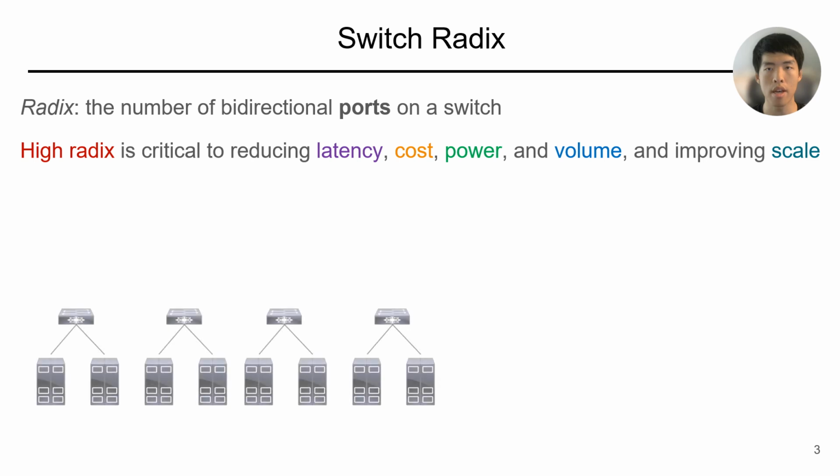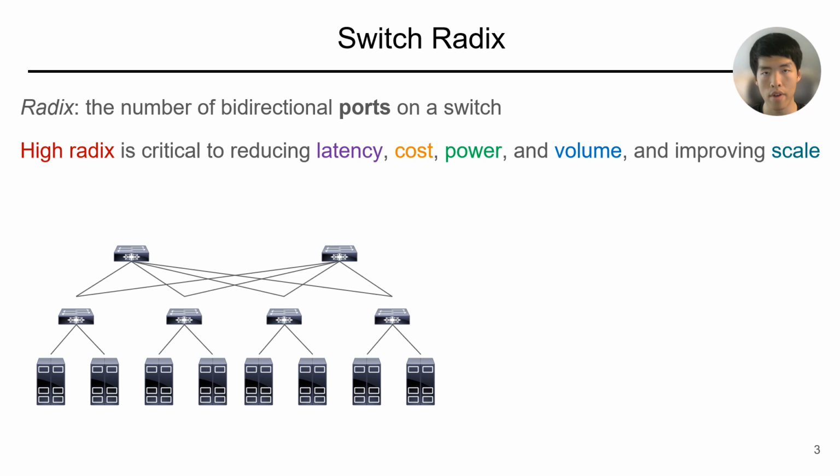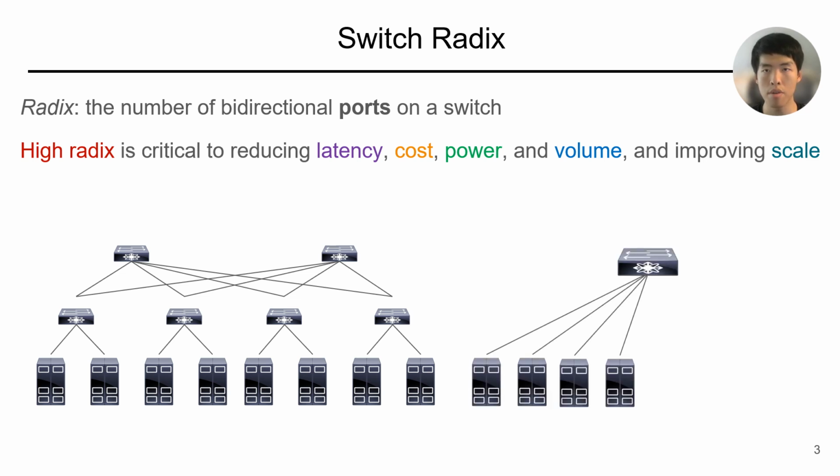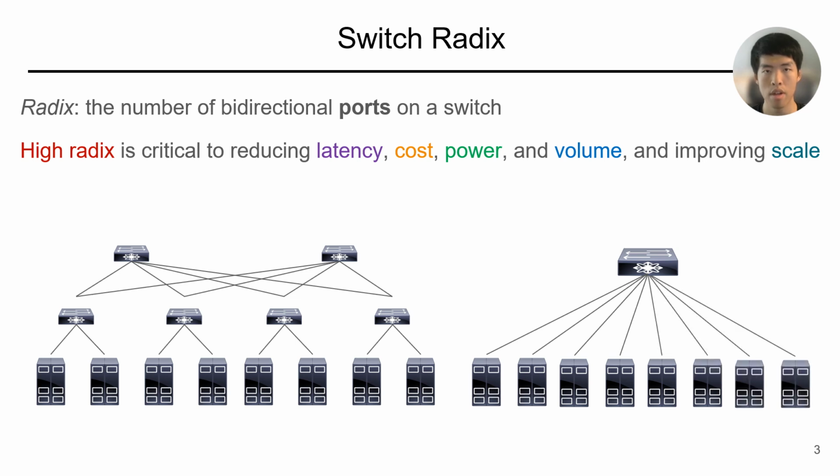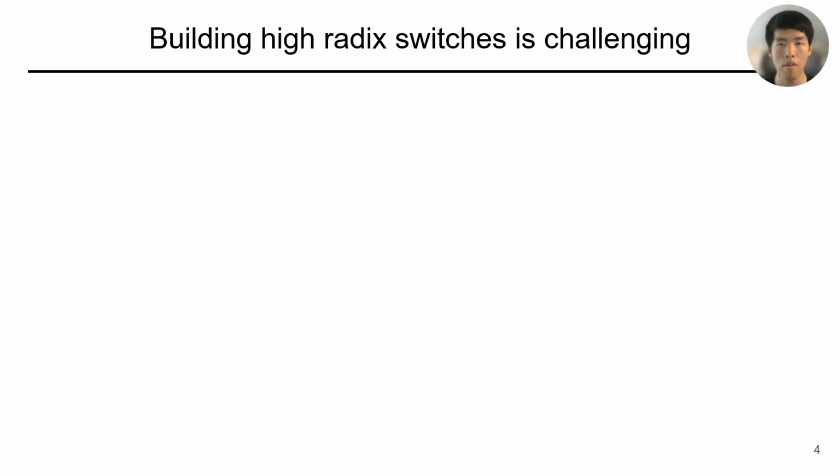Now let's say I want to connect 8 servers. I now need 6 switches to connect them. However, if I have a switch with radix of 8, I would only need a single switch to connect to all 8 servers. This reduces latency of a communication between servers, as the communication is 1 hop instead of 3 hops. This reduces cost because we reduce the number of cables and transceivers needed by half. Having fewer switches also reduces power and volume. So having high radix switches is beneficial, but scaling up the radix of a switch is very challenging.